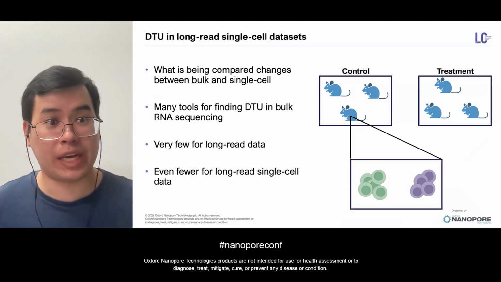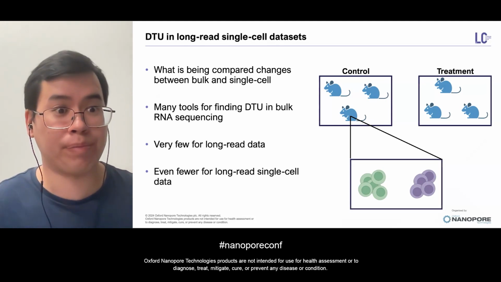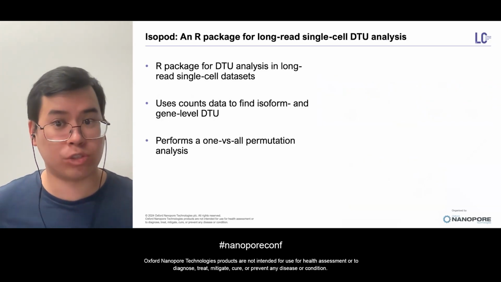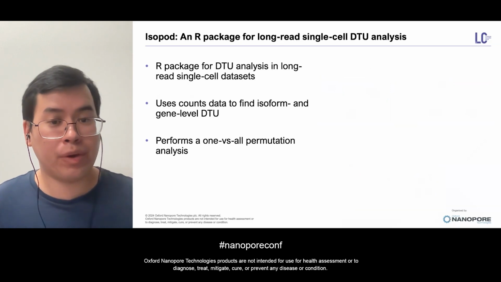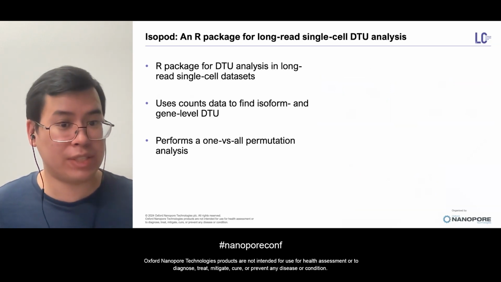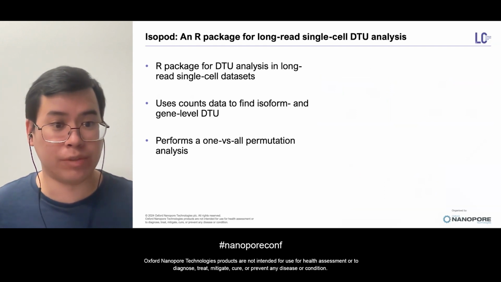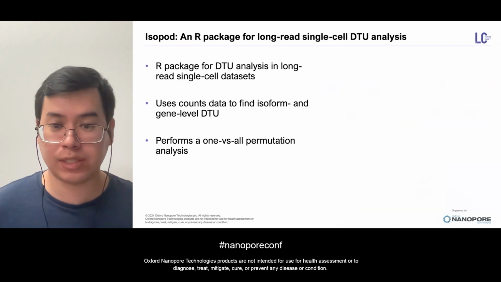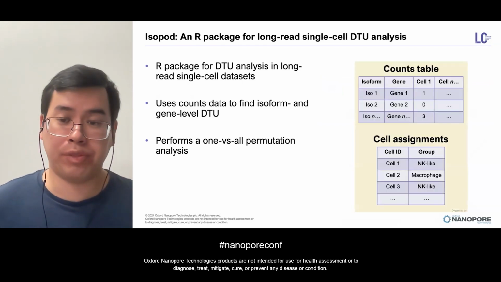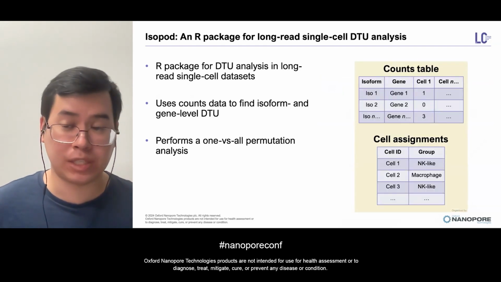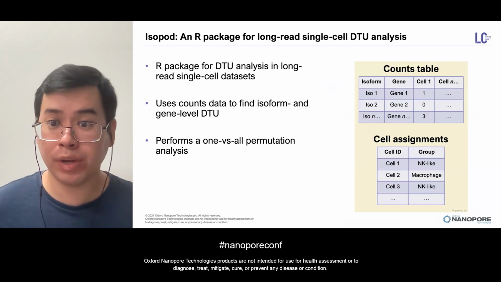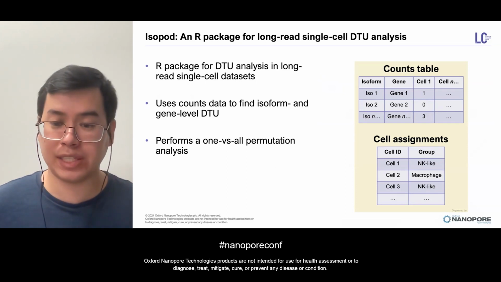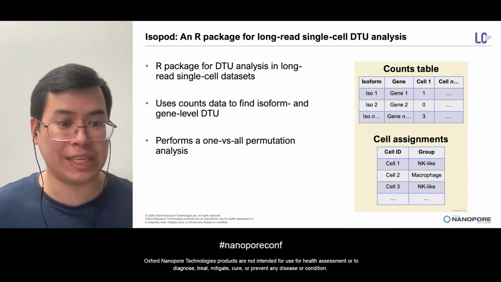So to shore up this lack of tools, we developed a tool that we're calling Isopod, which is an R package that we use for long-read single-cell differential transcript usage analysis. What Isopod does is that it uses counts data to find both isoform and gene-level differential transcript usage in a 1 versus all permutation analysis. It's important here to note that this happens after the counts quantifications with tools like FLAMES or Bambu. And what you need to provide is just a counts table and a cell assignments table that lets us know which group every cell is in.